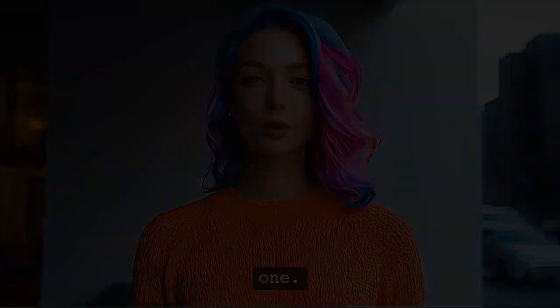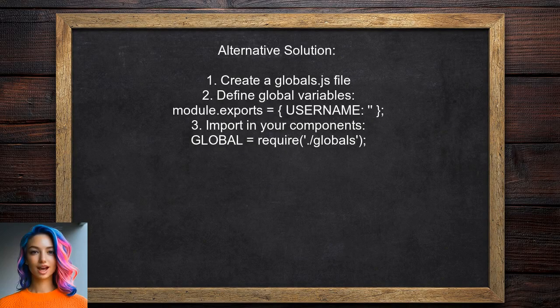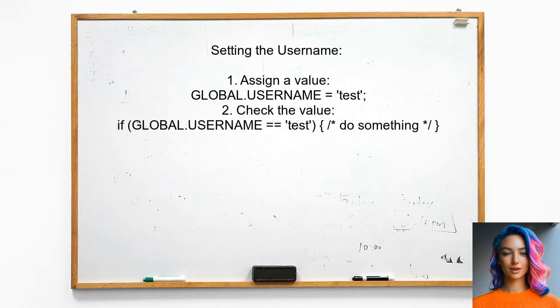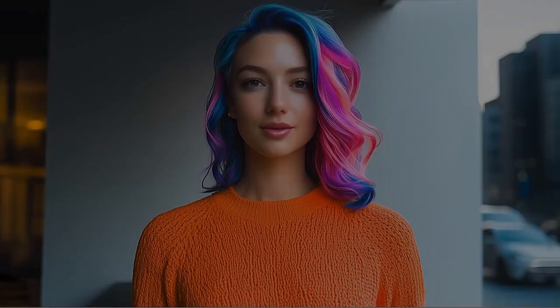Let's explore another one. One alternative approach for managing global state in React Native is to create a globals.js file. In this file, you can define a variable to store the username, for example. Then you simply import this global variable wherever you need it in your components. To set the username, you can assign a value to the global variable like this: global.username equals your username. Then, you can easily check the username in your components using a simple condition.